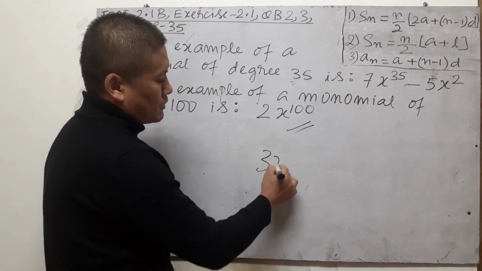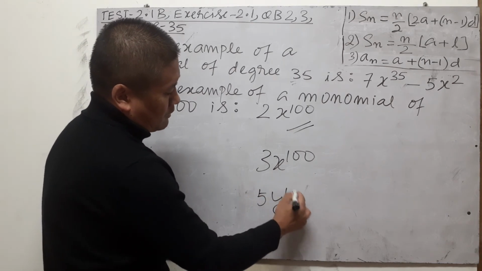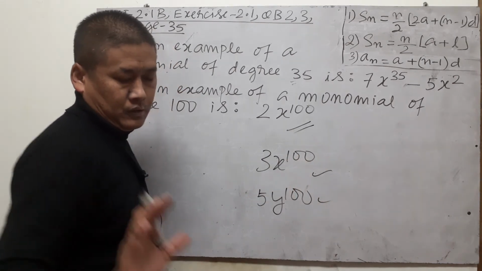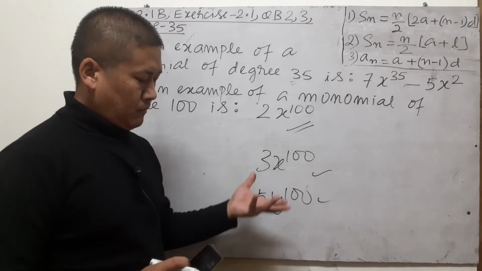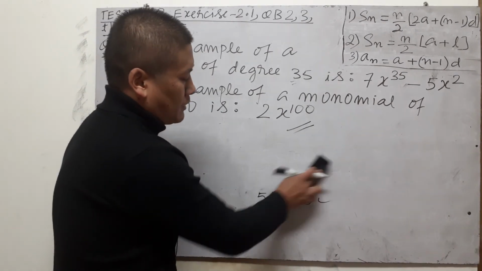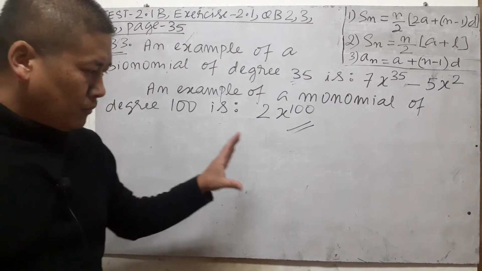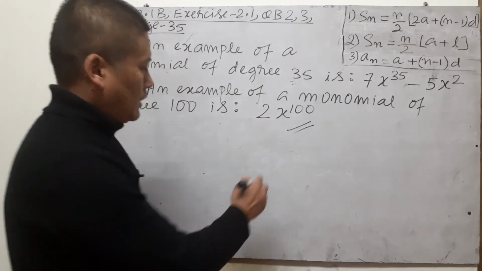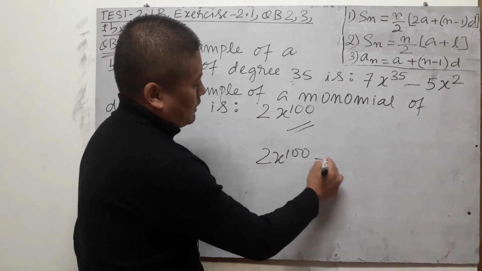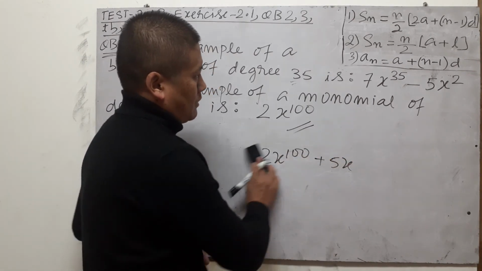Or you can write here 3x to the power 100 or 5y to the power 100. So many can come out. Okay, so your answer is most probably not going to be the same as the answer that your other friend chooses, even though both of you are correct. Monomial means only one term. So I cannot be writing 2x to the power 100 plus 5x. That will become a binomial again, two terms. Right.